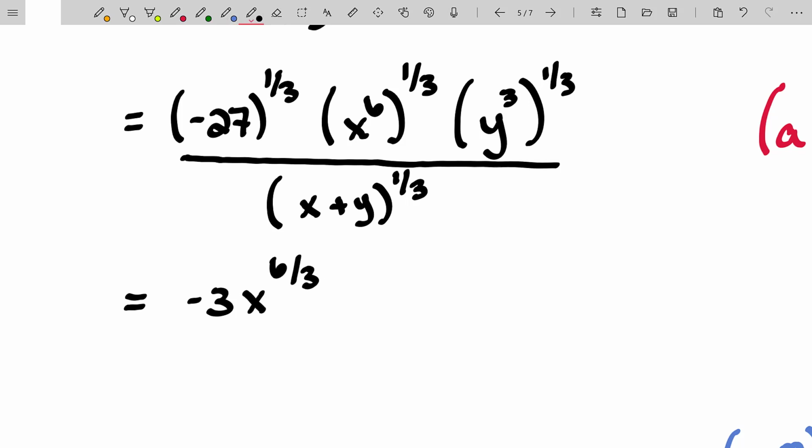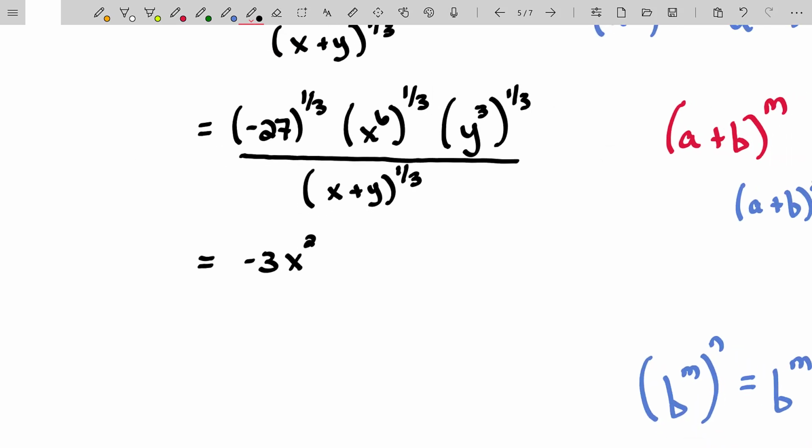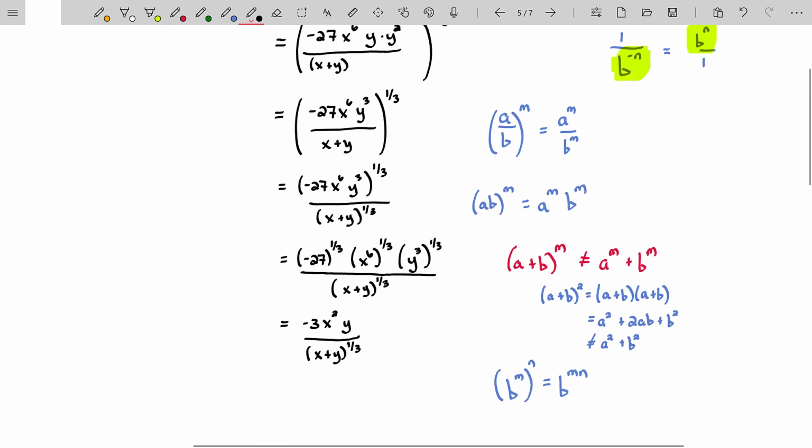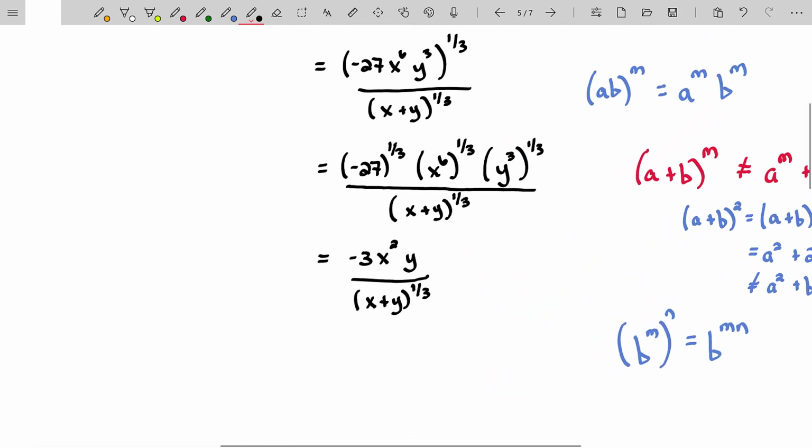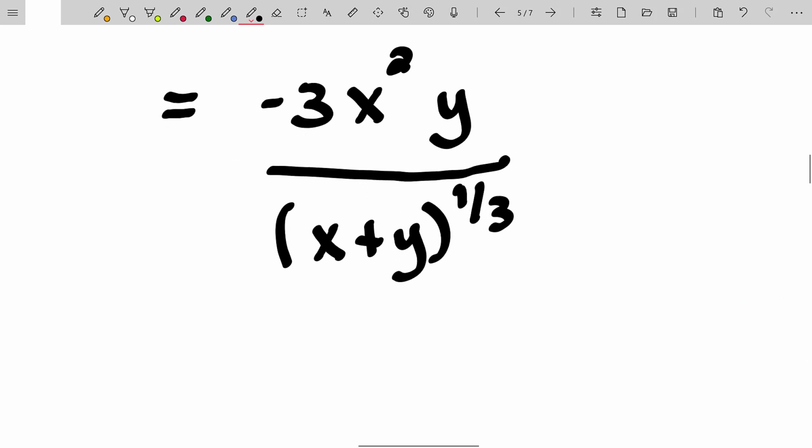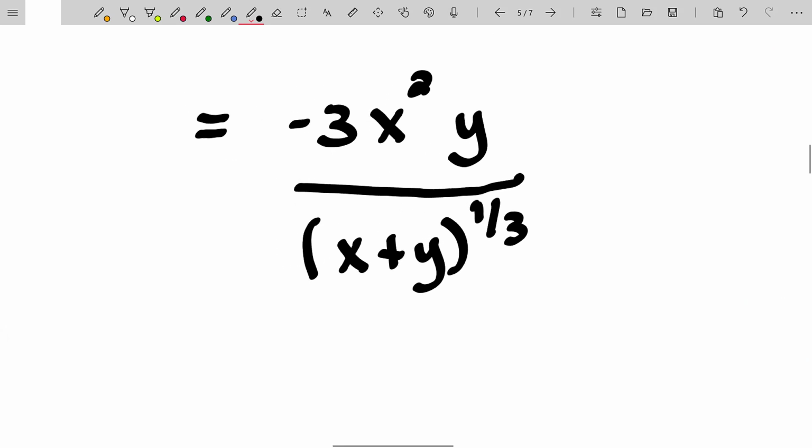But there's no real reason for me to leave that as 6/3. We know that's x squared. And y to the 3 raised to the 1/3 is y to the 3/3. But again, no need to write 3/3. We could just write it as y, and no need to write a 1 in an exponent. We just leave it as the silent 1. And then downstairs, we have this quantity x plus y, and quantity to the 1/3 power. And guess what? That's it. That's completely simplified. There's nothing else you could really do other than possibly rationalizing the denominator.